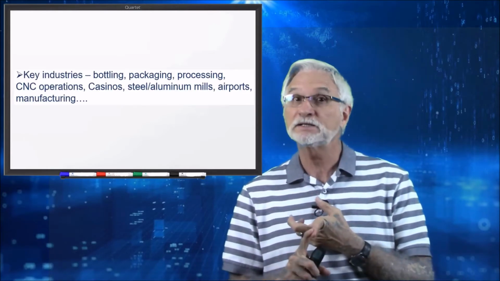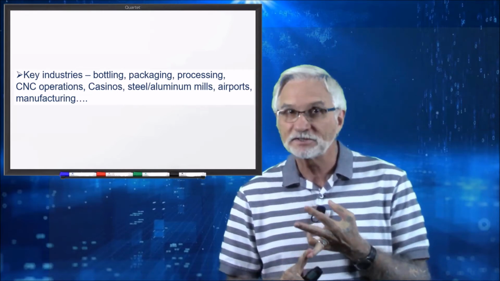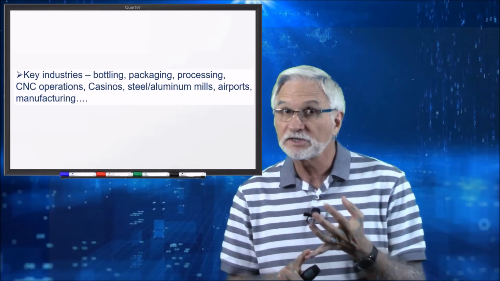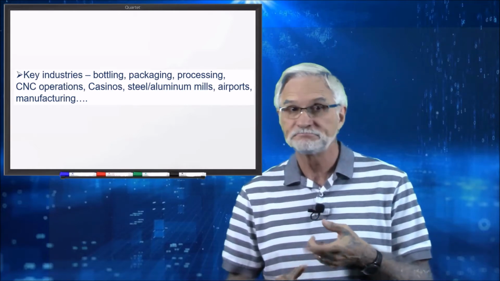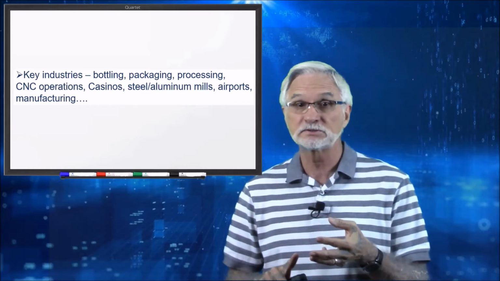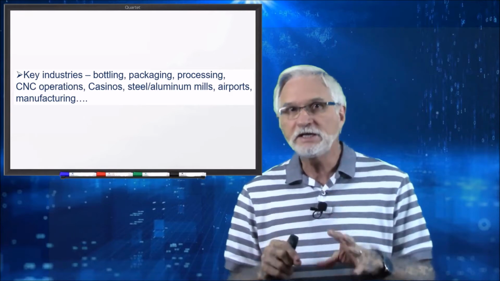Now, remember one thing, you never tell a customer that you can't do it. Tell them, let me get back to you after I talk to our engineering department and see what we can do. Never tell a customer no. What are our key industries? Bottling, packaging, processing, CNC operations, robotic manufacturing, casinos, steel mills, airports. These are key areas.